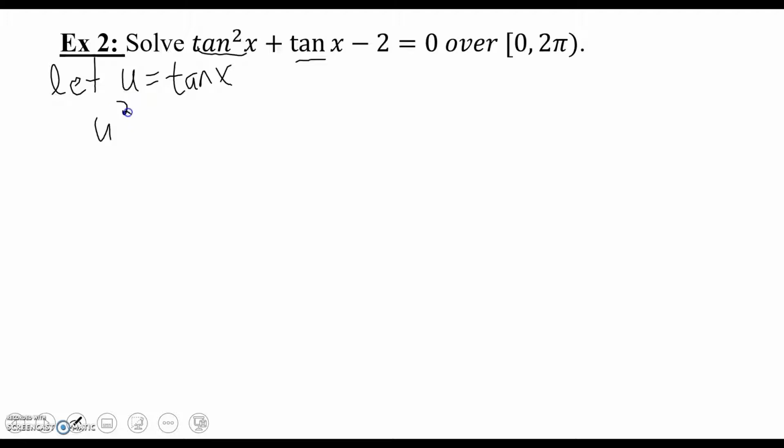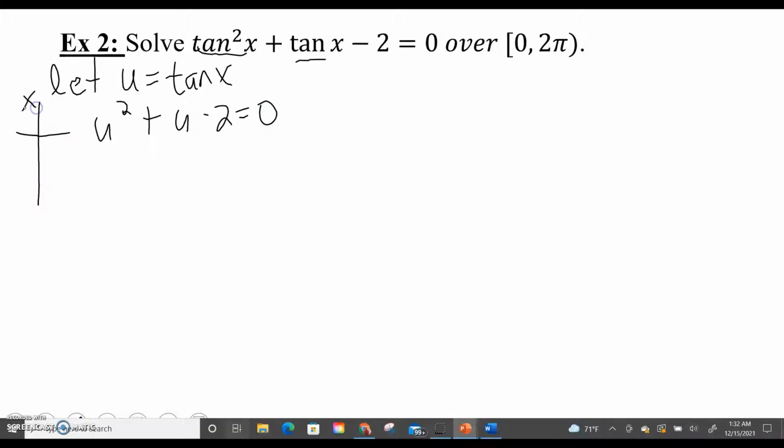Then I get u squared plus u minus 2 equals 0. And that helps me to see that this is a quadratic equation. And I can solve this quadratic equation for u and then go back and replace u with tangent x. So if I wanted to solve this, one way I could do it is I could use the quadratic formula, or I could also factor.